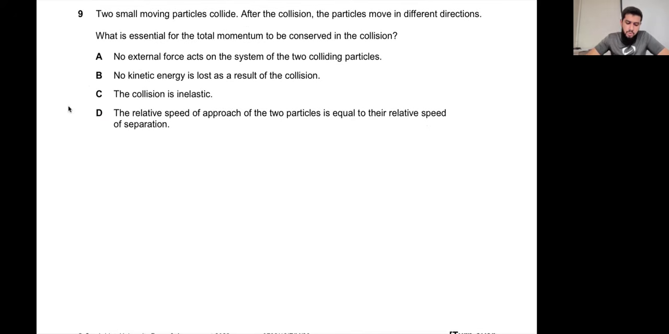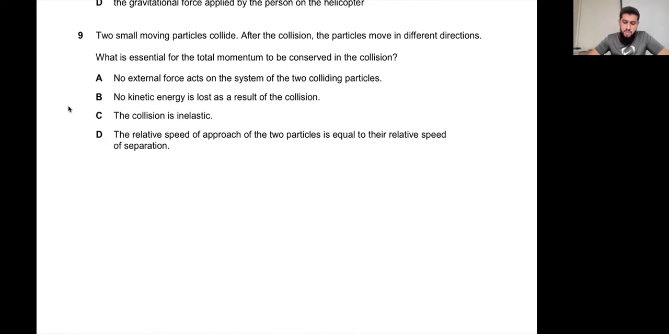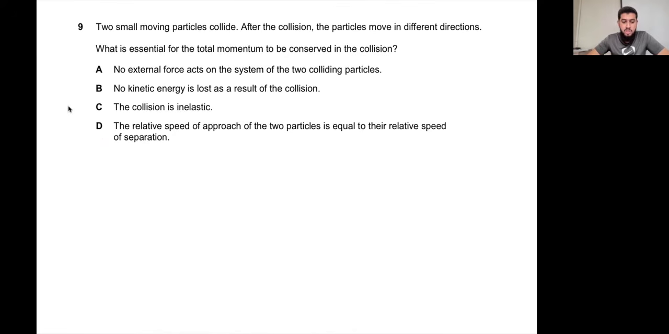Question number 9 says two small moving particles collide. After the collision, the particles move in different directions. What is essential for the total momentum to be conserved? No external forces act on the system of the two colliding particles.